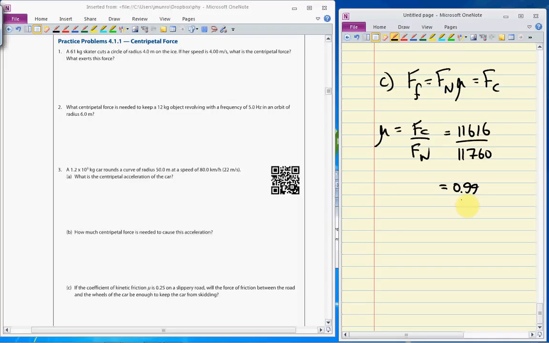Now it tells me that the coefficient of friction available is 0.22. The 0.99 is what I would need. So in the question, will this coefficient of friction be enough to keep it from skidding? The answer is definitely not, because you would need 0.99 rather in order not to skid.